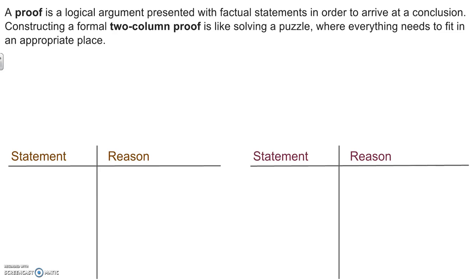A proof is a logical argument presented with factual statements in order to arrive at a conclusion. Constructing a formal two-column proof is like solving a puzzle, where everything needs to fit in an appropriate place. So throughout this unit, we've used some informal proofs, and now we're going to put them into this structure, where we have our statement or our hypothesis on the left side, that's the if part of our statement, and the reason on our right side, which is our conclusion or our then part of our statement.